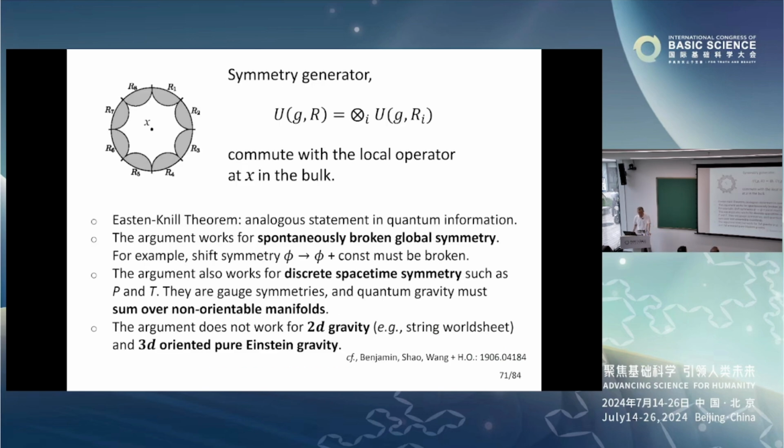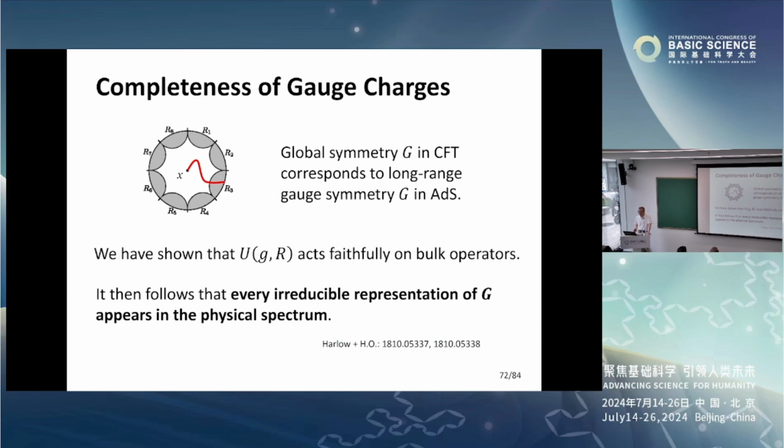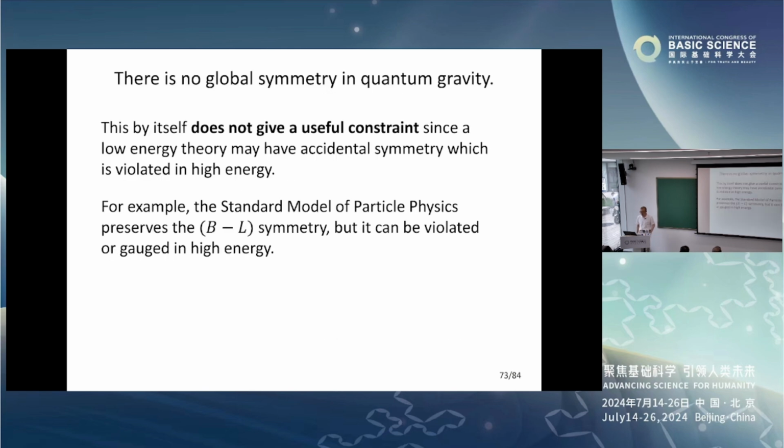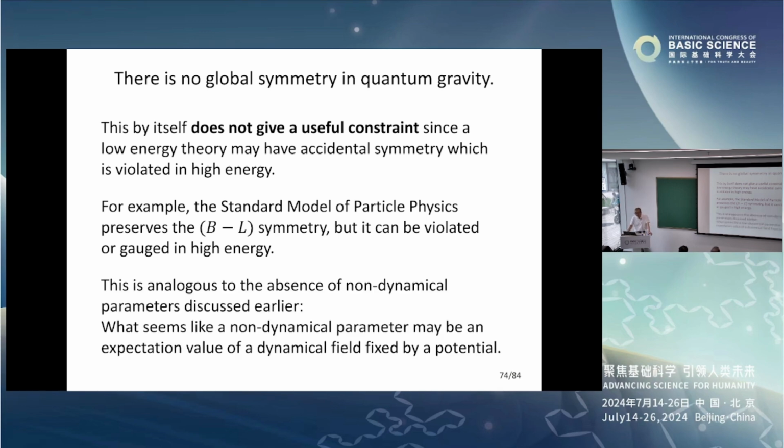Okay, we have some comments, but in view of time, I'm going to skip them. We are also able to prove the completeness of gauge charge, which means that not only is a global symmetry not possible and it has to be a gauge symmetry, but all possible unitary representations of that symmetry appear. Again, this by itself is not a useful constraint because we don't know how the symmetry is broken. For example, the standard model of particle physics preserves B minus L symmetry, but it can be violated or gauged in high dimension.